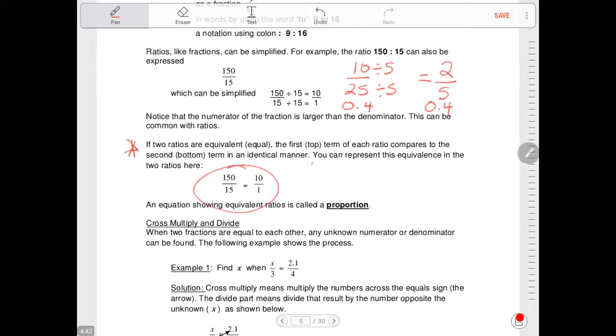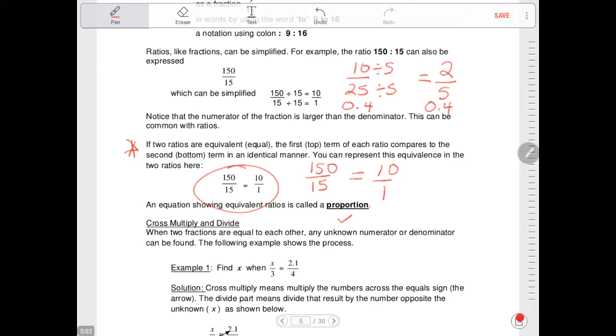So if you take 150 divided by 15, and as you might remember, we divided them both by 15. 15 is the biggest number they both can be divided by. Well, if you do so, what you get is 10 over 1. And you see, these are called equivalent ratios, or in other words, a proportion.